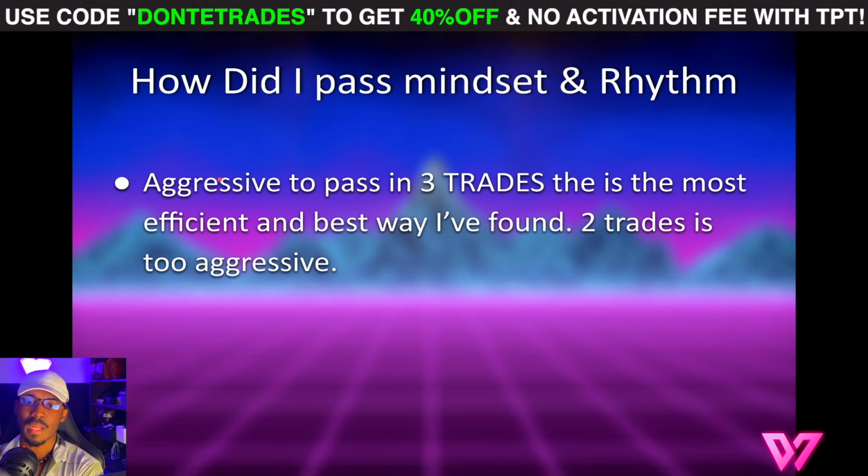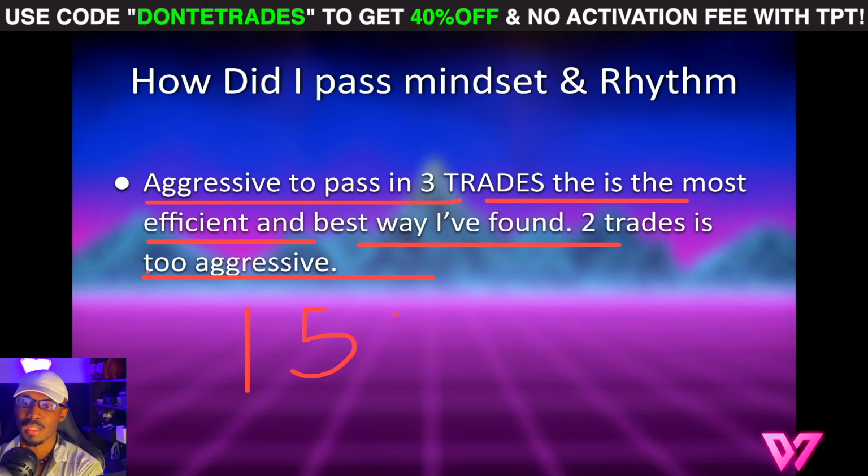Now let's break down exactly what I'm looking for, my mindset, and how I'm achieving this. The first thing you may notice is I'm going for aggressive to pass. I'm usually trying to pass in 3 trades, as you will see there. 3 trades is the most efficient and best way I found. I usually try to pass in 2 trades, but that's too aggressive because if you're trying to pass in 2 trades, that means you need to risk 50%. So say, for example, on a 150k account, if your target is 9k, then you have to risk 4,500 on your first trade. And if you lose that first trade, you basically lose the entire account. So I found that to be way too aggressive.